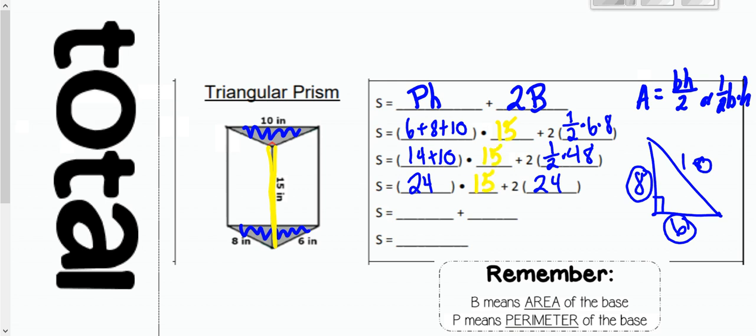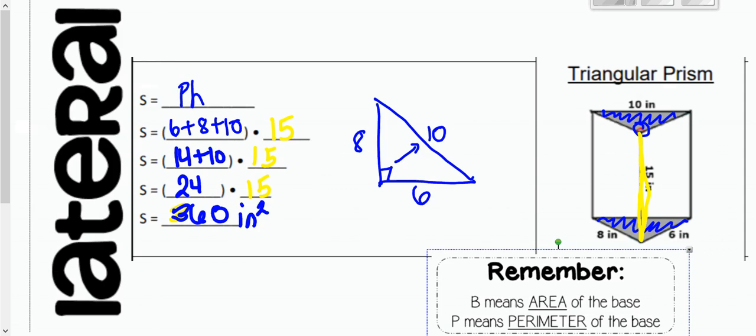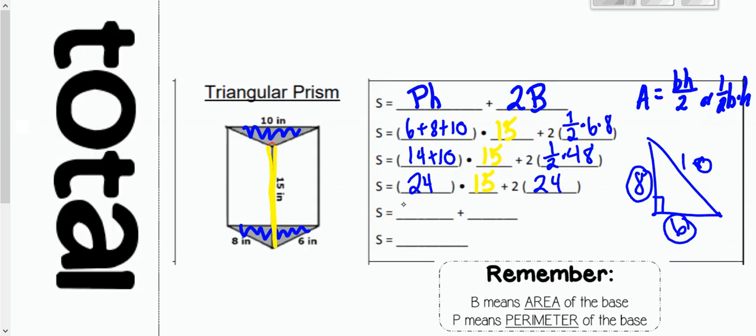Remember from our lateral surface area over here, 24 times 15 was 360. So that's going to be that first number, 360. And then I need plus 2 times 24. I need my two bases, which is 48. So 360 plus 48 gives me 408 inches squared.